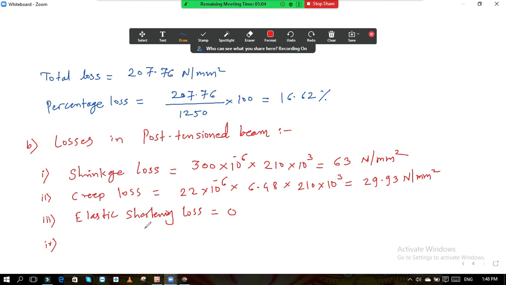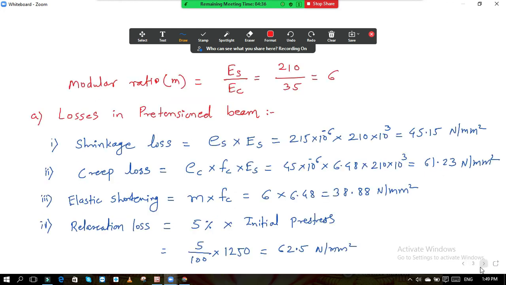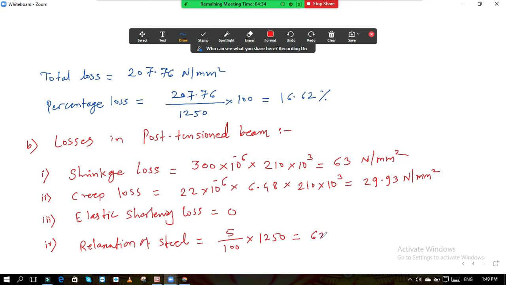Now the fourth one is the loss due to relaxation of steel. It will be the same 5% of initial stress, which we have already calculated: 62.5 Newton per mm square.